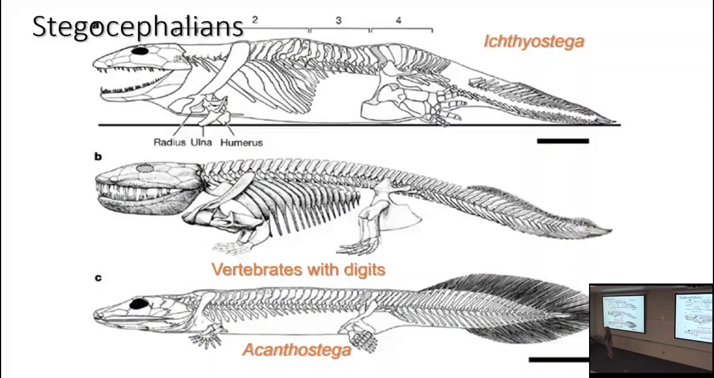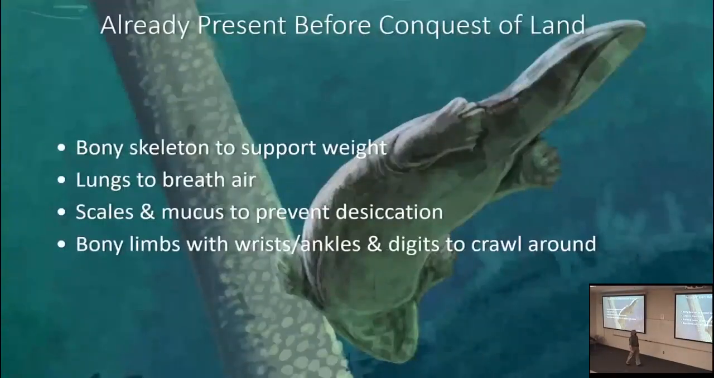Incidentally, in the early days, there were lots of fingers and toes. So here we see on Acanthostega, we can do a count. 1, 2, 3, 4, 5, 6, 7. And then the toe, 1, 2, 3, 4, 5, 6. And some of these guys have 8 fingers and toes. It hadn't been solidified down yet. So lots of traits were already present in vertebrates before they began to be primarily terrestrial that would help them: an internal bony skeleton to support weight, lungs to breathe air, scales and mucus on the body to prevent desiccation, and bony limbs with wrists and ankles and digits to help crawl around.